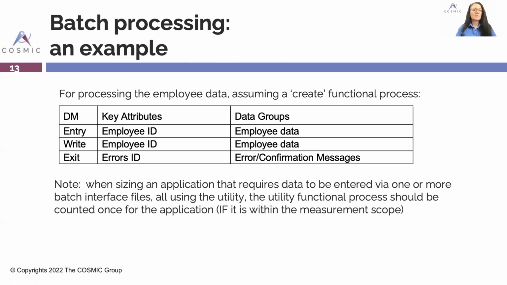So when sizing an application that requires data to be entered via one or more batch interface files, all using the utility, well, the utility functional process should be counted once for the application. That's if it is within the measurement scope. If you're reusing something that already exists and it's not really part of the measurement scope, let's say because you don't have to develop it, it's not part of your project, therefore you're not measuring it.